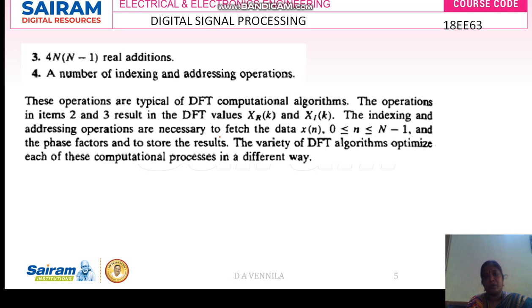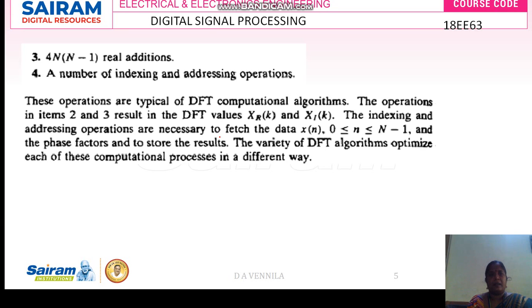It is also a Fourier transform only, it comes under the discrete Fourier transform only. The only thing is here we are going to find the DFT efficiently. We are going to find the computation of DFT efficiently. That is the major difference between FFT and DFT. So here the operations are typical of the DFT computational algorithms.